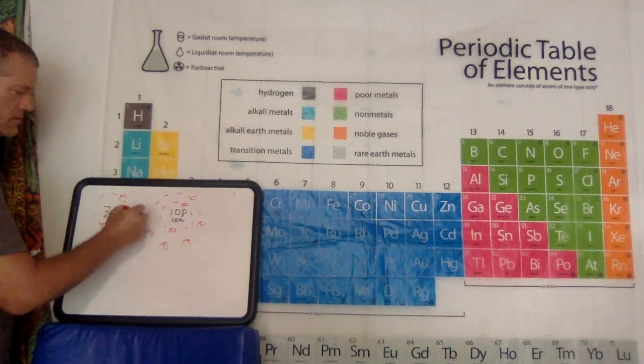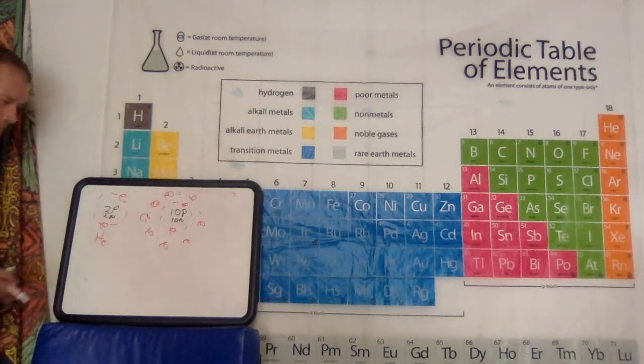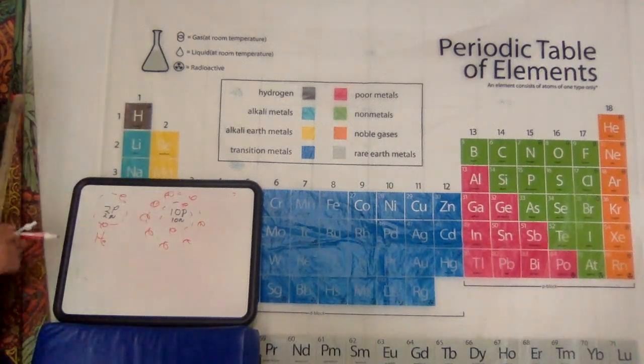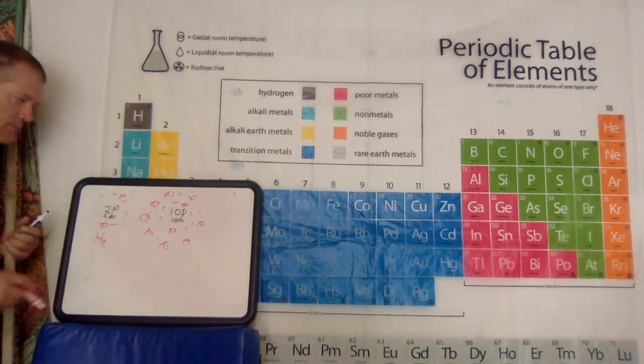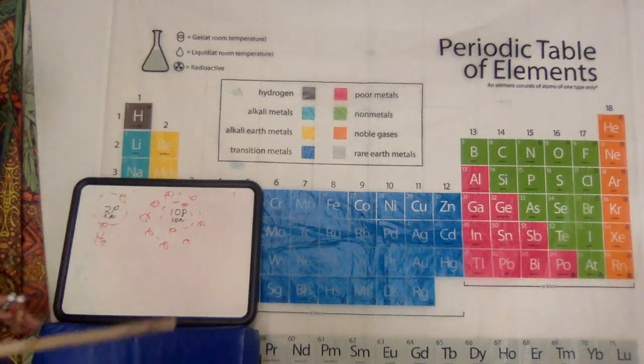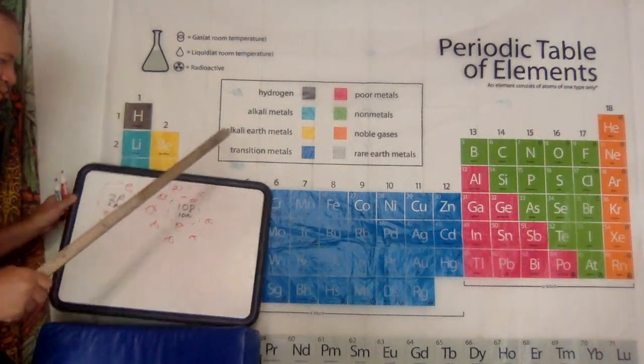So all together, the total number of electrons must equal the total number of protons. I mean, the total number of protons must equal the total number of electrons. They must equal each other, or it's going to be charged. Now, look here. I want to share this a little bit.